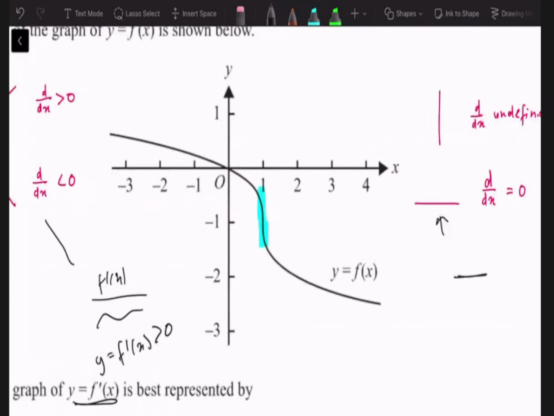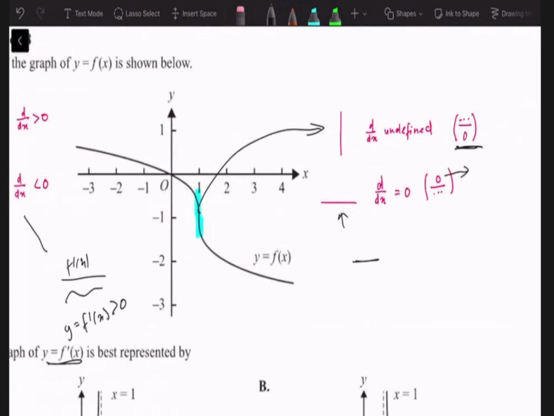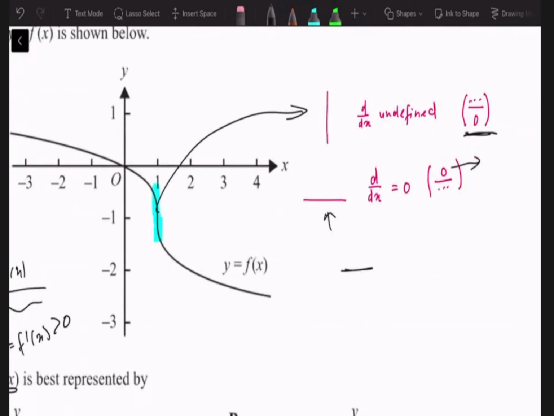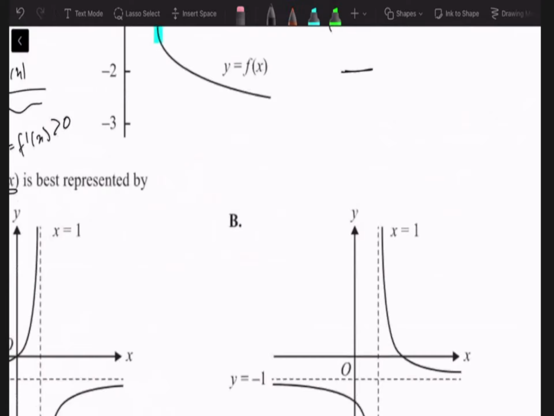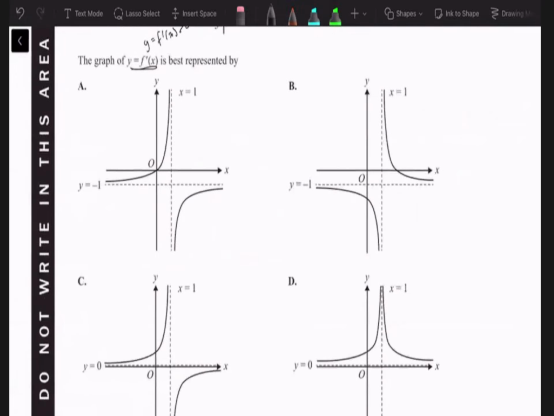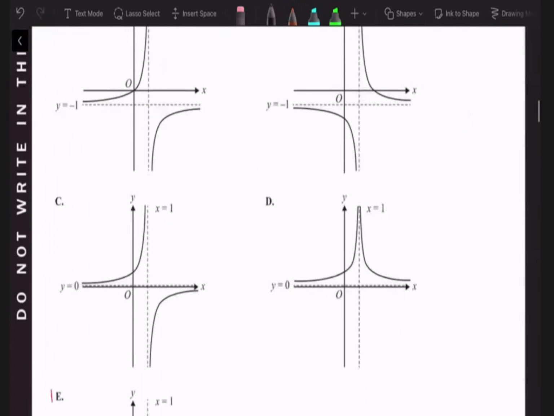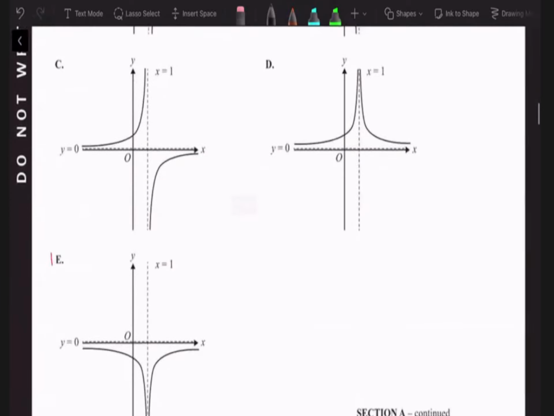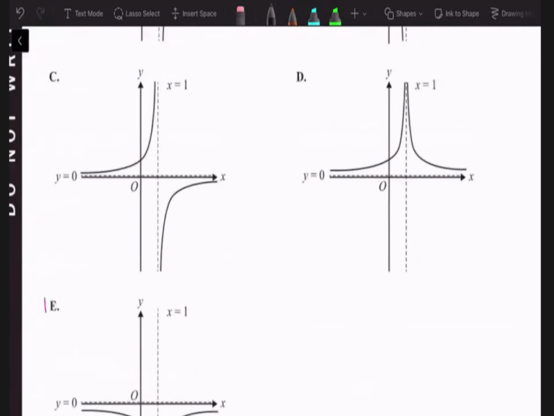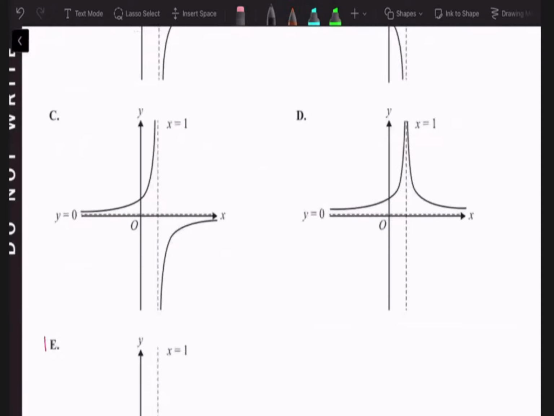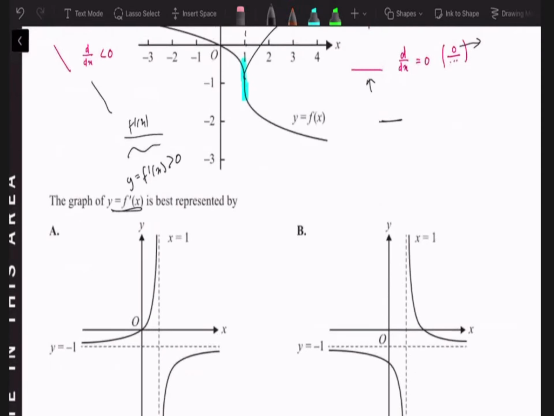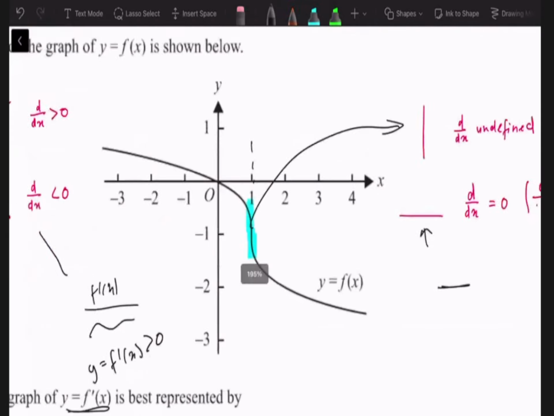So we can see we have a vertical line here. That's going to correspond to this. So we're looking for something that's going to be undefined at this point. If we look at the graphs, undefined in this case would mean an asymptote. So it doesn't particularly help us, because all of the graphs have asymptotes in this case at x equals 1, but we can look at the rest of the graph.